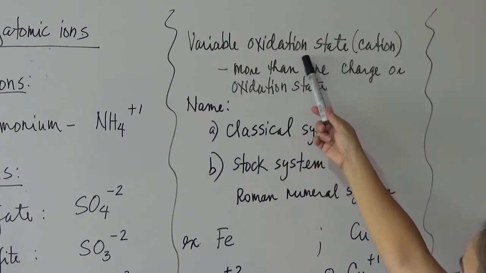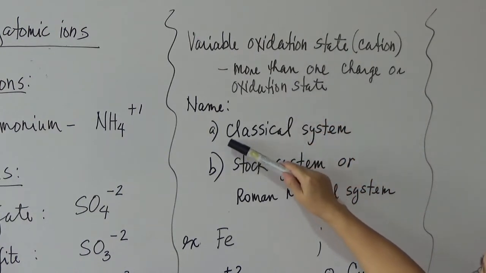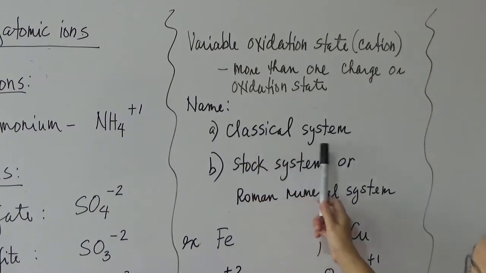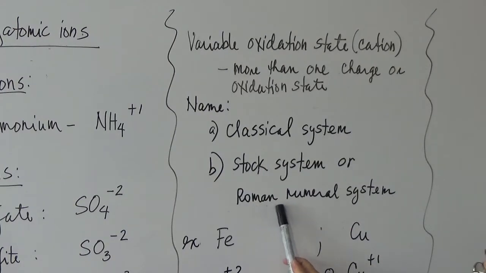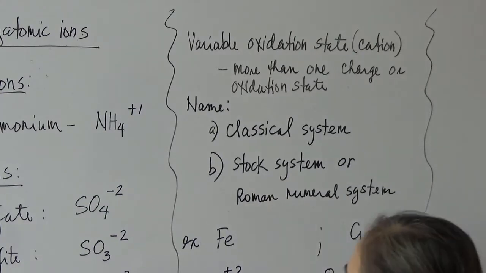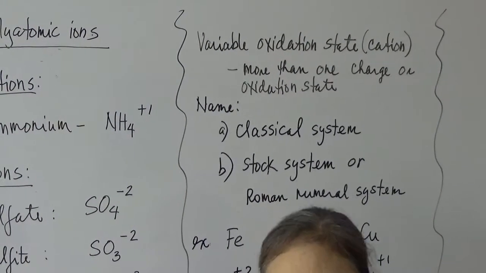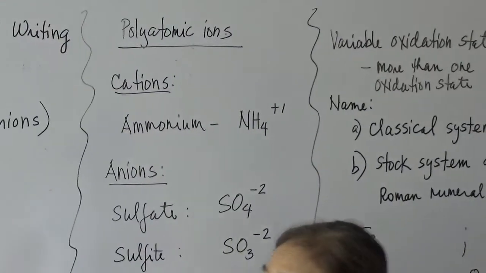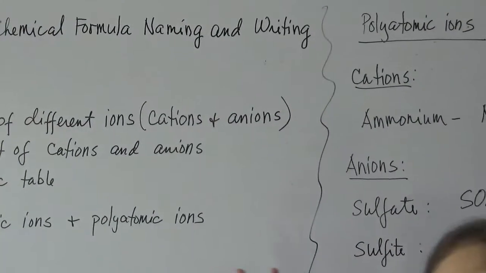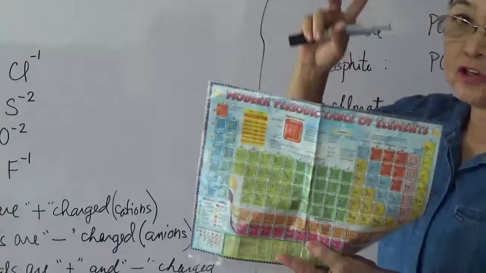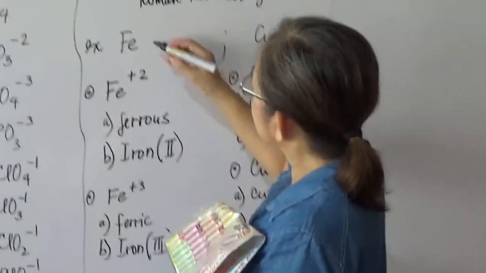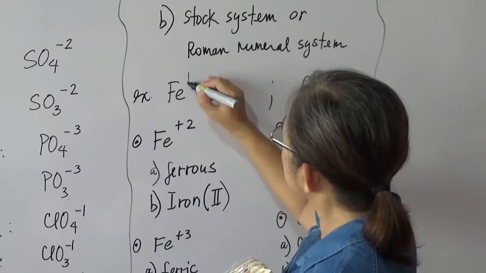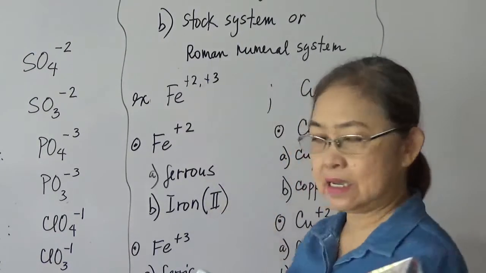But for an atom which has more than one oxidation state, there are two ways of naming it. You may use the classical system of naming or the Stock system of naming, commonly known as the Roman numeral system. For example, an atom which has more than one oxidation state, the common one is iron. So look at iron. At the upper right side of the symbol of iron, you will see +2 and +3.